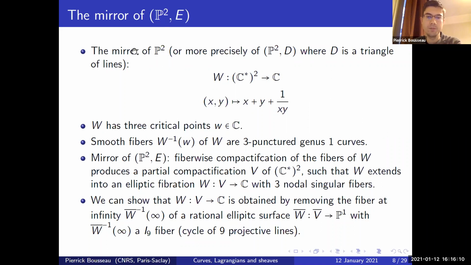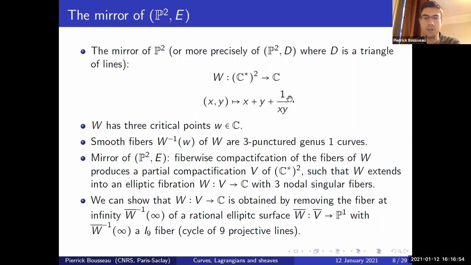So the mirror of P2 is usually described as being the data of a Laurent polynomial W, so a map from C star squared to C, given by the formula xy maps to x plus y plus 1 over xy. So this thing is a Laurent polynomial on C star squared, and it's easy to check that W has 3 critical points in C. It has 3 critical points, and so 3 critical values in C. And it's also easy to check that smooth fibers of W are 3 punctured genus 1 curves.